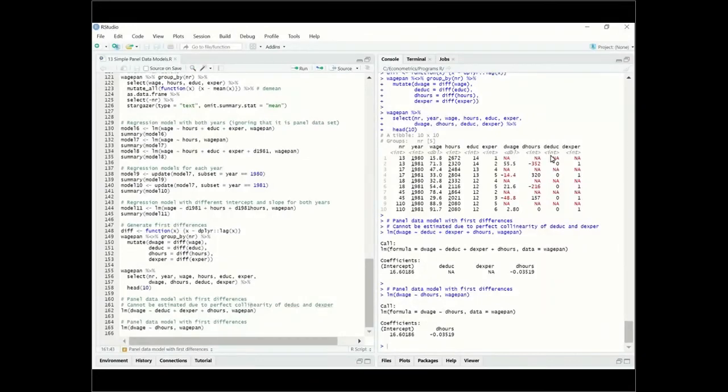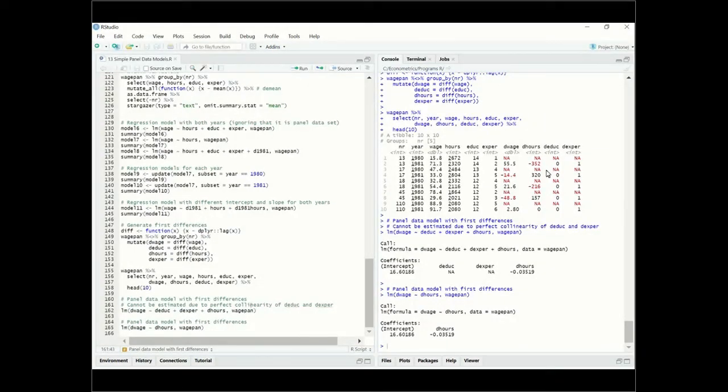Notice, very interesting, that the first difference for education is always 0. Why? Because no one got more years of education. So we have 14 minus 14 is 0, 13 minus 13 is 0, 12 minus 12 is 0. And here is something very interesting: experience varies, but it varies very deterministically. So if we do 2 minus 1, that's a 1. If we do 5 minus 4, that's also a 1. 3 minus 2 is also a 1.